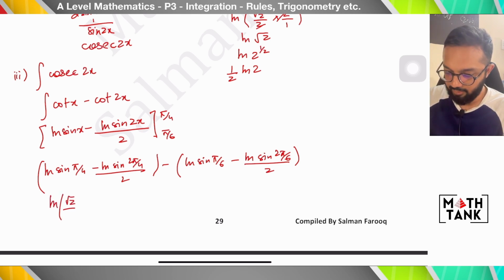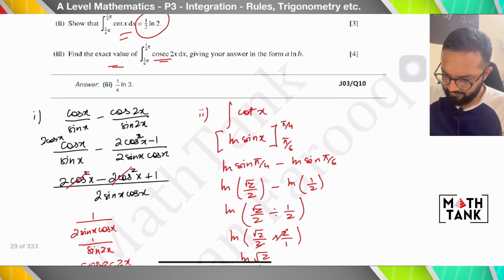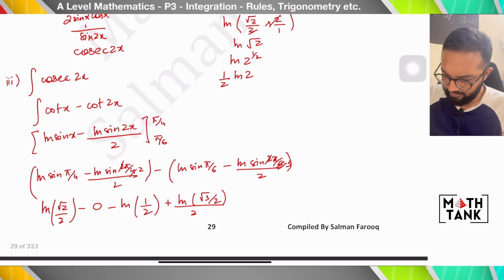Ln root 2 over 2, that gives me sin pi over 2 is 1, so ln 1 is 0, so that gives me 0. Ln sin pi over 6 will give me ln half, and then this is root 3 over 2 ln root 3 over 2 over 2. Okay, this is a little complicated. What is my final answer? Giving an answer in the form 1 over 4 ln 3.